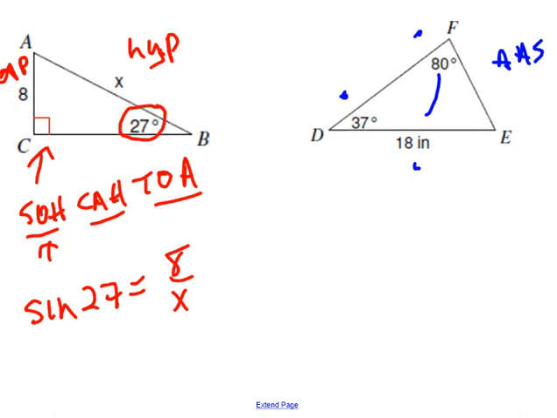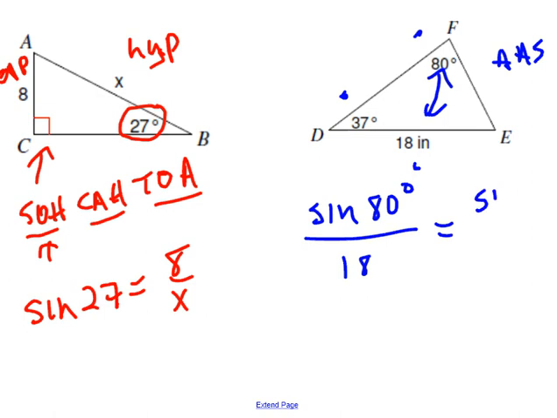I see a side and the angle opposite. That tells me law of sines, because I can do sine of 80 degrees over 18 is sine of 37 degrees over, this would be little d, this would be little e.